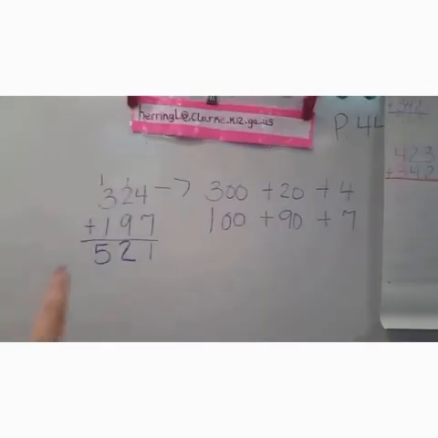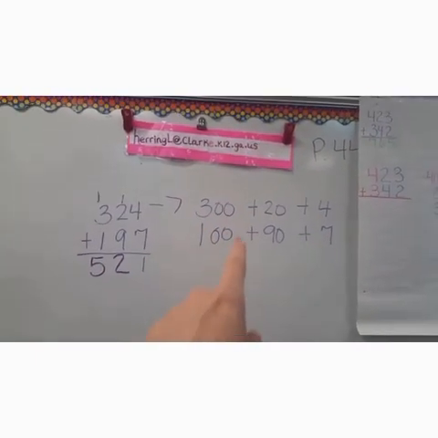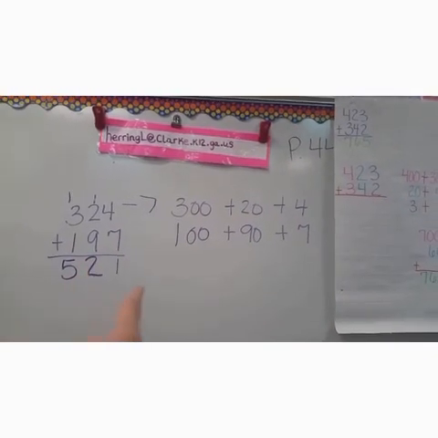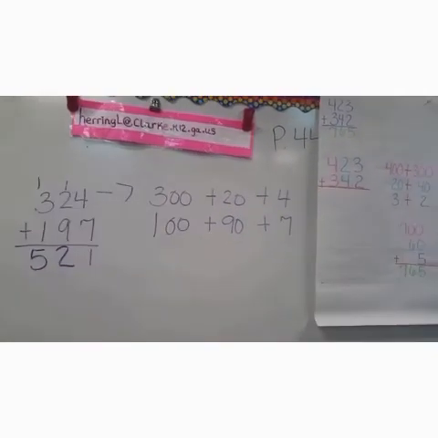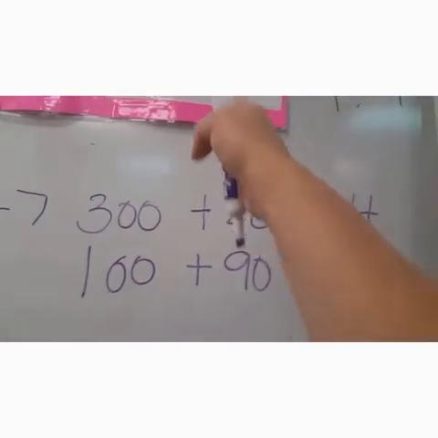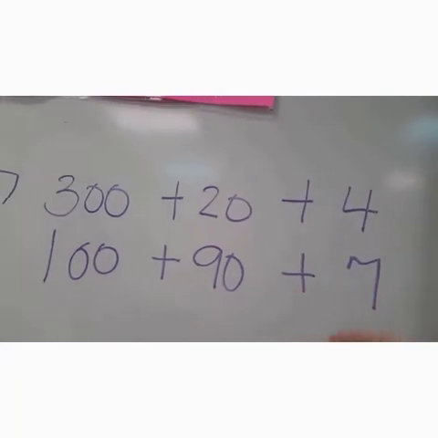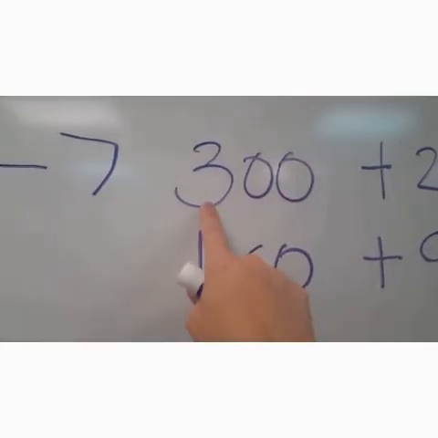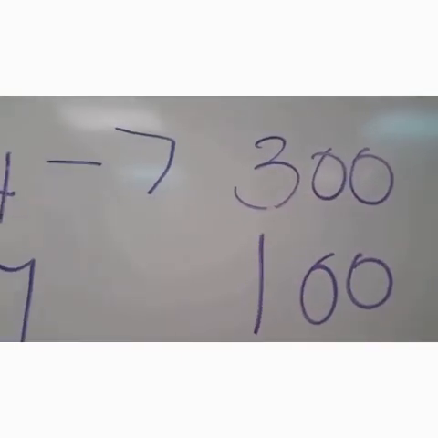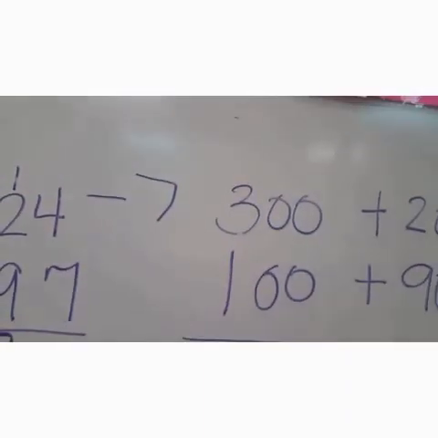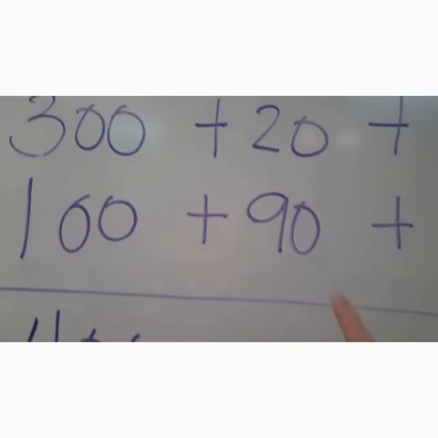So this is what it looks like. So I took 324. So I said 300 plus 20 plus 4. I took 197. So now I have 100 plus 90 plus 7. So if you'll notice, I have the hundreds place, the tens place, and the ones. And these are addition problems. I'm adding. So all I have to do is say 300 plus 100 gives me 400. So that's the answer in my hundreds place.